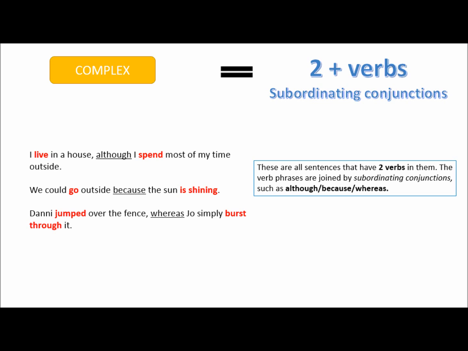Now, although we only had 3 options for coordinating conjunctions, although, because, whereas here are just 3 of many examples of subordinating conjunctions. So the clue to look for is any other joining word beyond and, or, but that is connecting verb phrases.